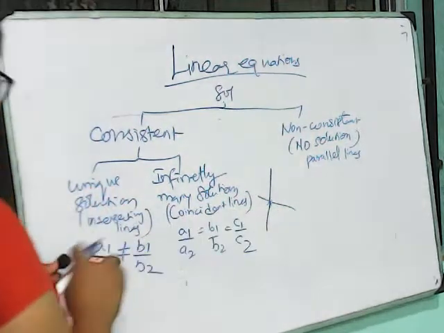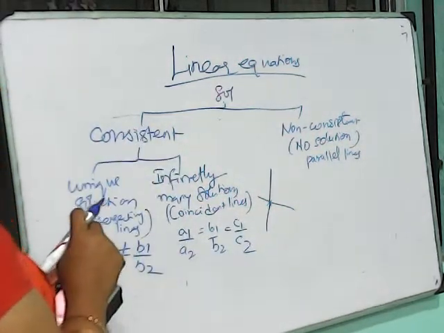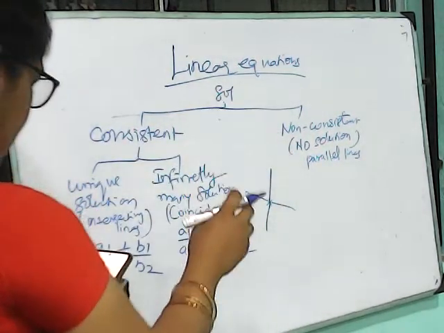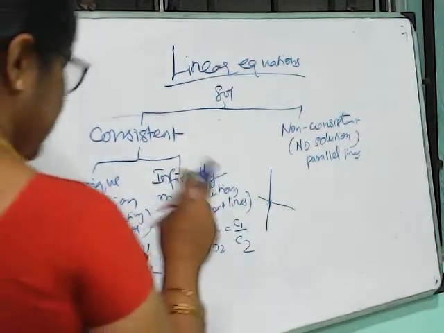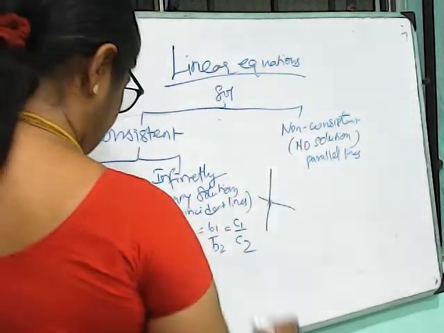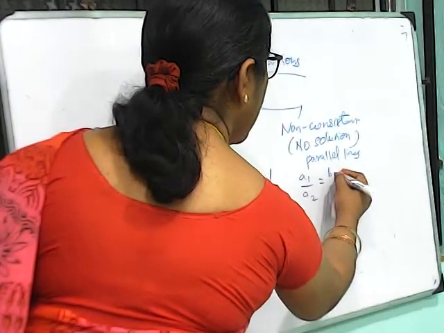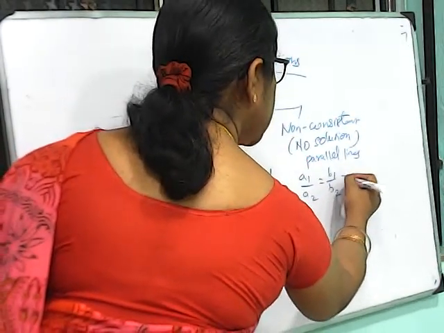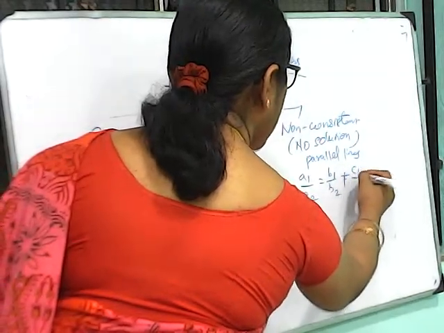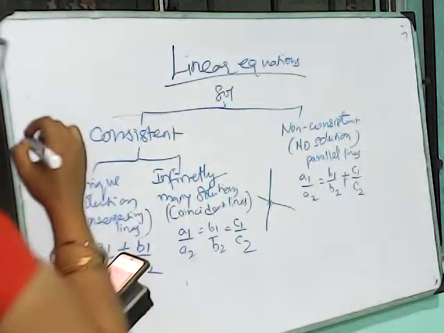This is the case of infinitely many solutions. Okay, now coming to non-consistent or inconsistent, I said it is no solution, they are parallel lines. The condition will be a1 by a2 is equal to b1 by b2, which is not equal to c1 by c2.